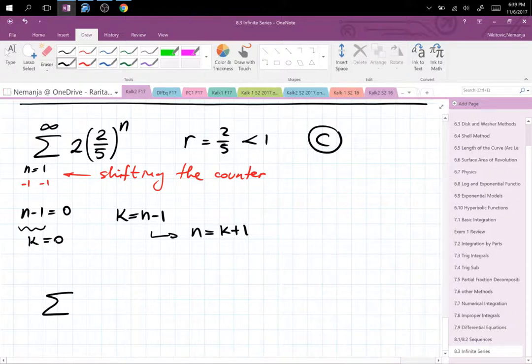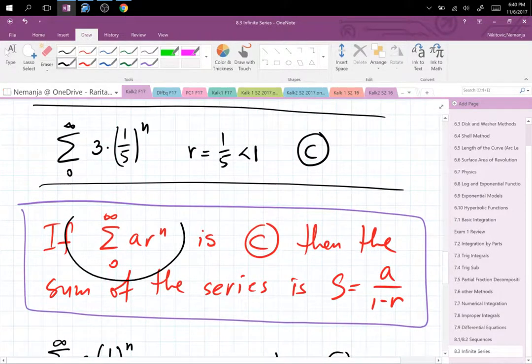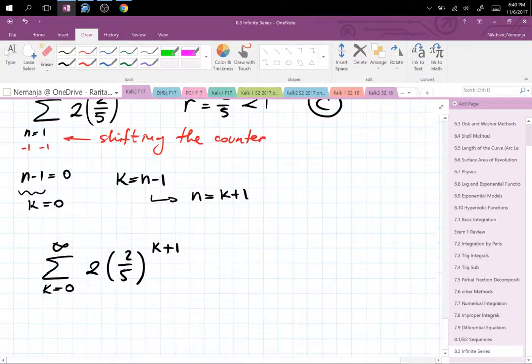So now the summation is k equals 0 to infinity, 2, and you have your 2/5, but now, instead of n, you have k plus 1. So we are now able to match the counter. The theorem says k equals 0, as n equals 0, and our problem is k equals 0. So that matches. The problem is now that the power doesn't match, right? Because the definition here has n, and I have n plus 1.